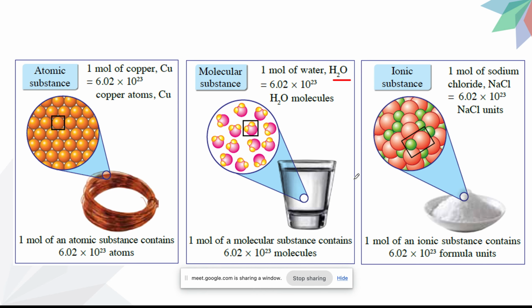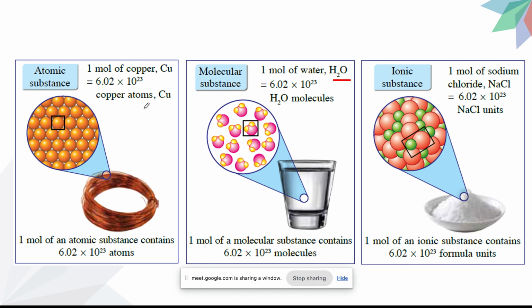Now, if you take ionic, first we look at it from atomic point of view. In terms of atoms, 1 mole of copper contains what? 6.02 times 10 to the power of 23. In terms of molecules, 1 mole of water, a molecular substance, also contains 6.02 times 10 to the power of 23 particles. Then, in terms of ionic substance, in terms of ions, 1 mole of sodium chloride. So that's the significant difference between them.